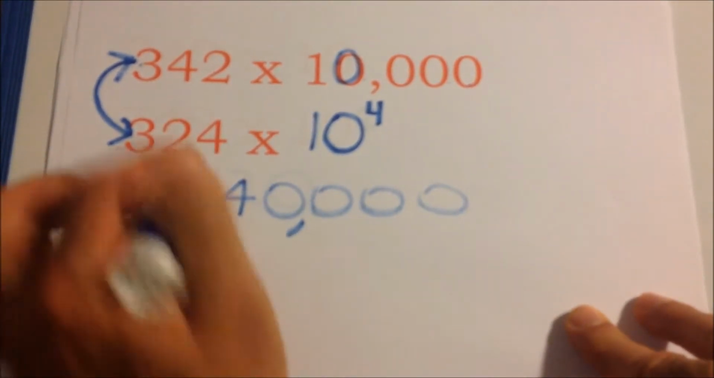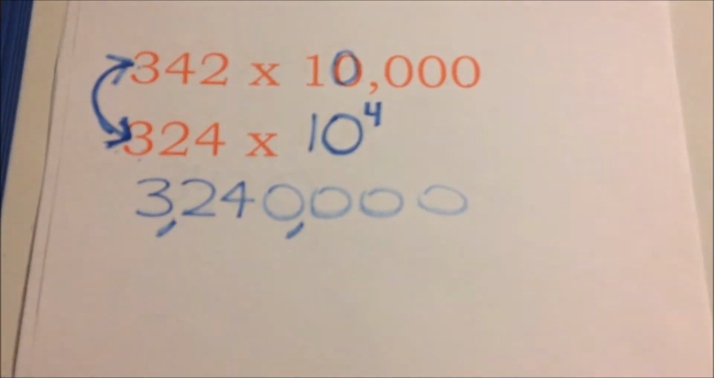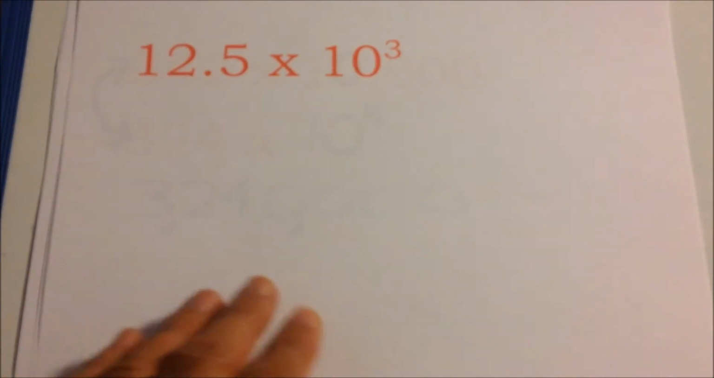Right? And the same up here. It's saying 4 zeros, so they're the same thing. Now sometimes you get a decimal. 12.5 times 10 to the 3rd power.